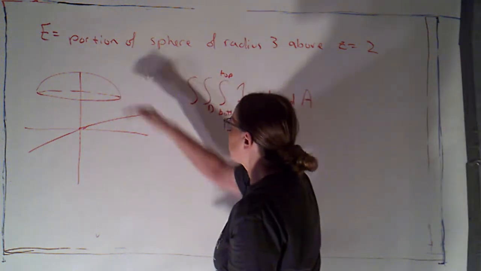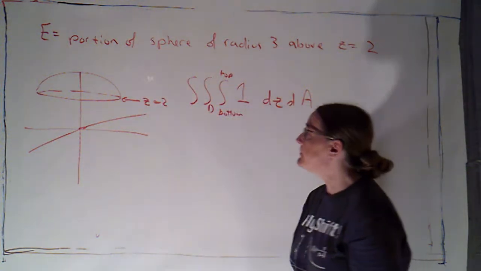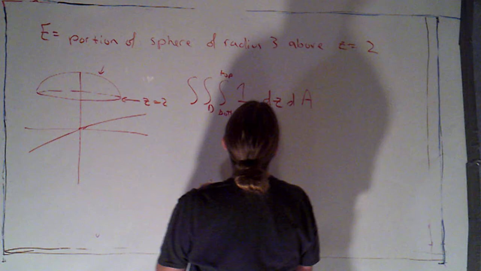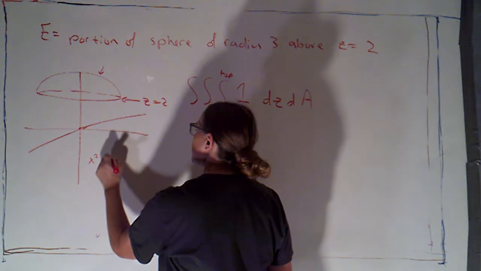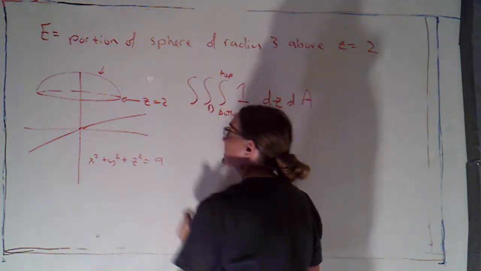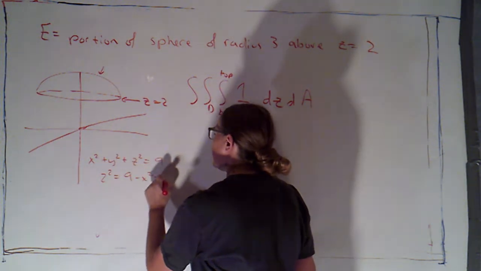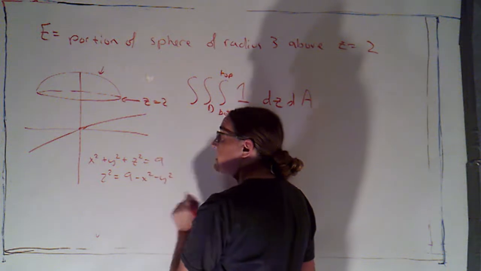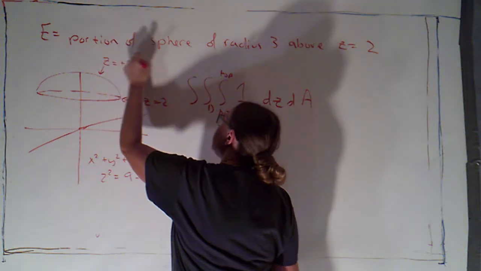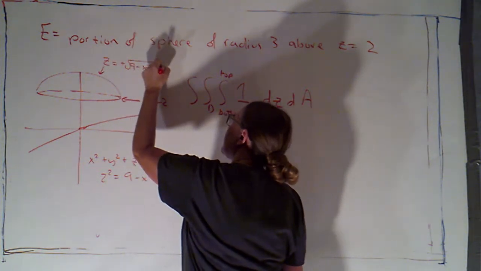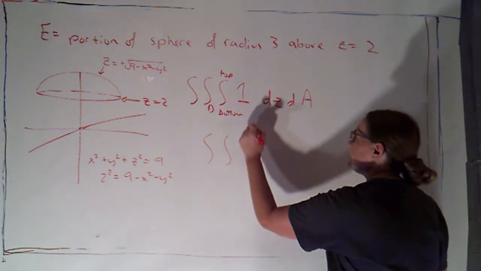Just looking at our picture, I can see that the bottom surface here is that plane, z equals 2, and the top surface is the sphere. Now, if this was the sphere of radius 3, I know that x squared plus y squared plus z squared was equal to 9. So z squared would be 9 minus x squared minus y squared. And then z would be plus or minus, but this is the top part, so this is z equals the positive square root of 9 minus x squared minus y squared. So I can go ahead and fill in those z limits of integration.